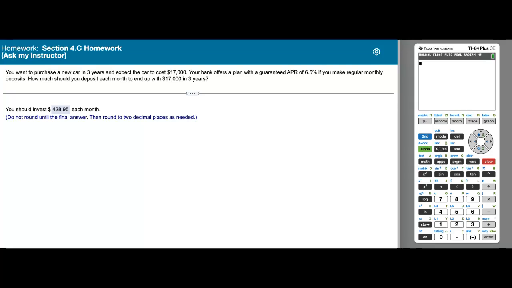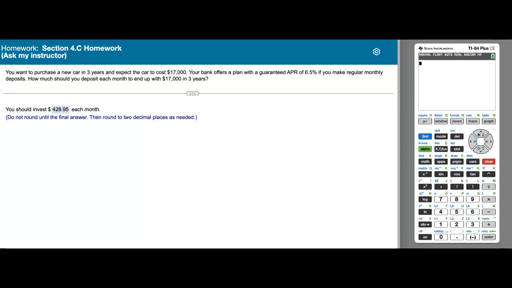In this problem, we're asked to determine the payment that we need to make. We want to purchase a new car in 3 years, and the car is going to cost $17,000. And the bank is offering this plan with a guaranteed annual percentage rate of 6.5%. So we want to make regular monthly deposits so that we'll end up with $17,000 in 3 years. So this is a savings plan problem.